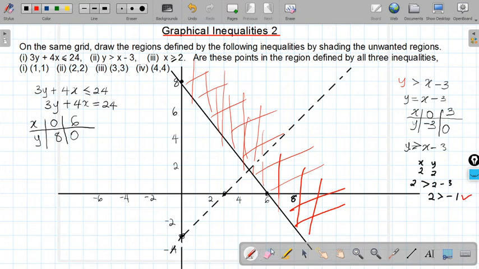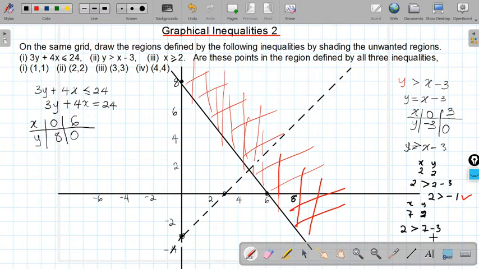Okay, let's check the other one. Maybe I check another point here, 7 and 2. x is 7, y is 2. If I replace it here, my x is 7, my y is 2. We have 2 greater than 7 minus 3.